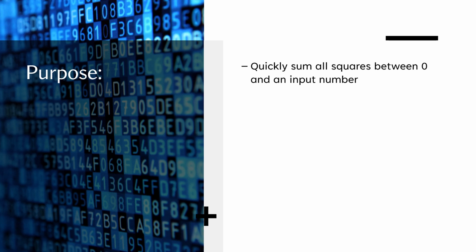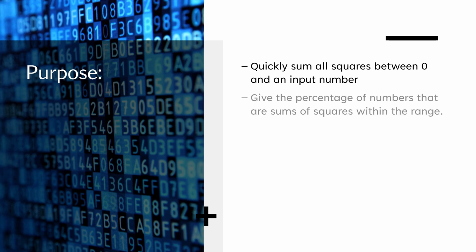Now the purpose of the code is rather simple. We want to find all the sums of two squares between 0 and a user input. Then we want to give a percentage of the total integers between 0 and input, which are the sums of squares.